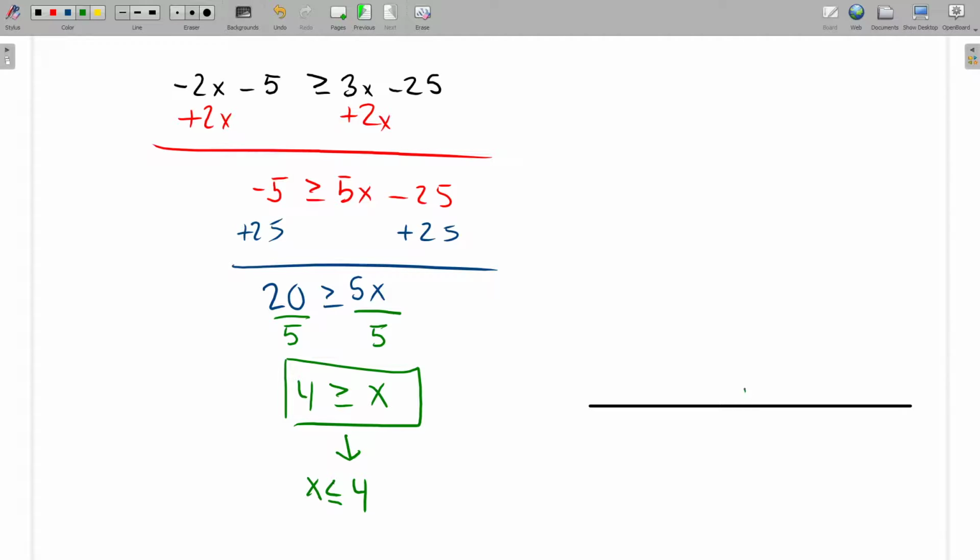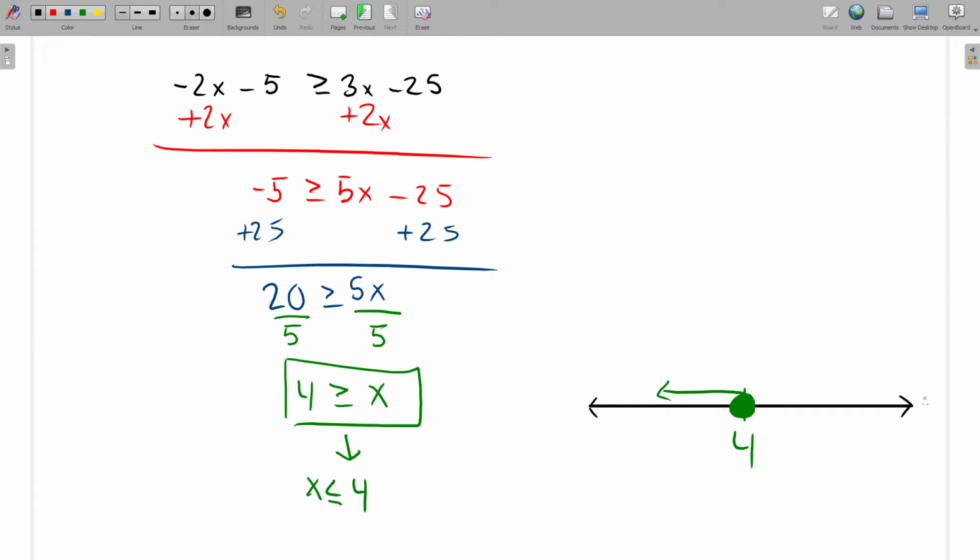So again, following the same pattern, I put a 4. It's a less than or equal to again, so I want to put a closed circle, nice and big, color it in, and I'm pointing to the left again because this is less than or equal to, so I'm just going to make a line to the left, put an arrow on it showing that we continue on to the left forever, and that's it. We've graphed it. Easy as that.